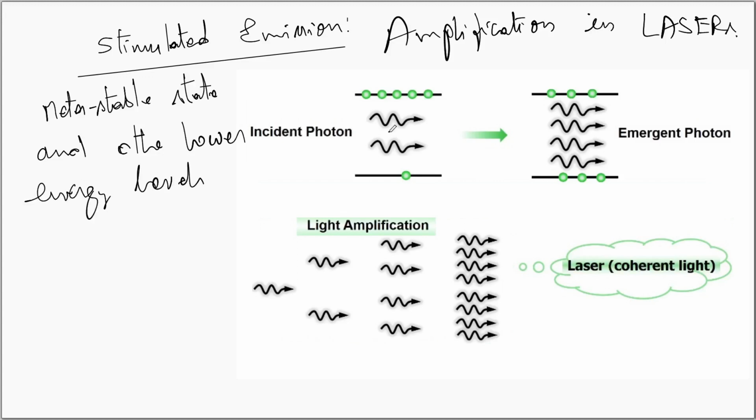Suppose 2 photons are falling on a material in which 5 electrons are in the metastable state, and these 2 photons can trigger the downward transition of 2 electrons. As a result, you will have 3 electrons left in the excited state and 4 photons coming out of the medium. And after the emission process, we are left with 3 electrons in the excited state and 3 electrons in the ground state.